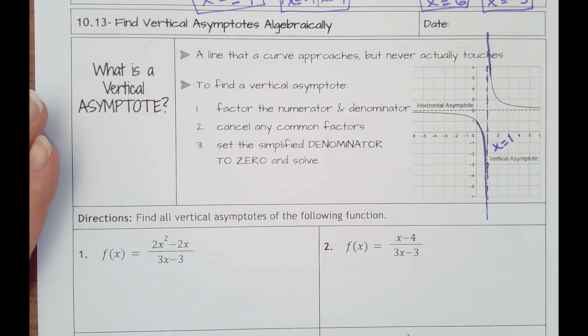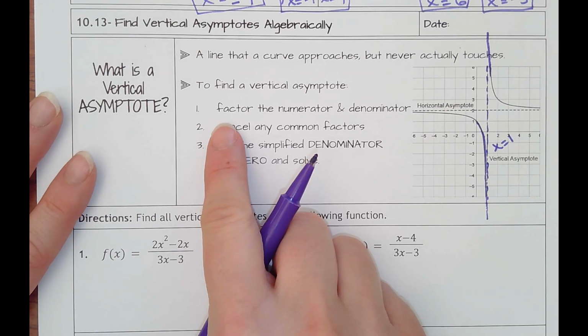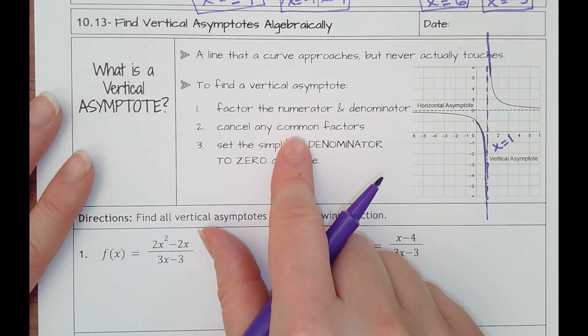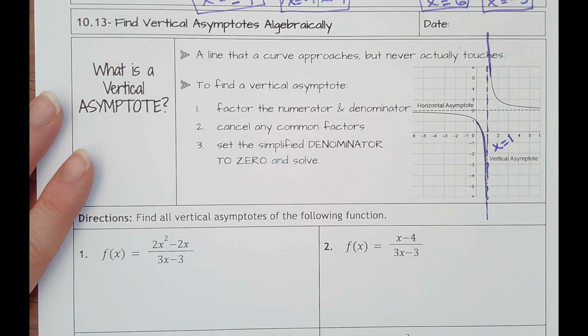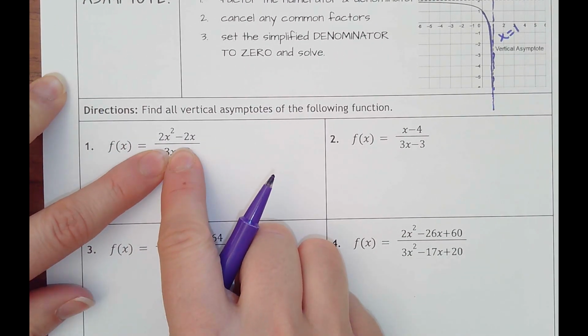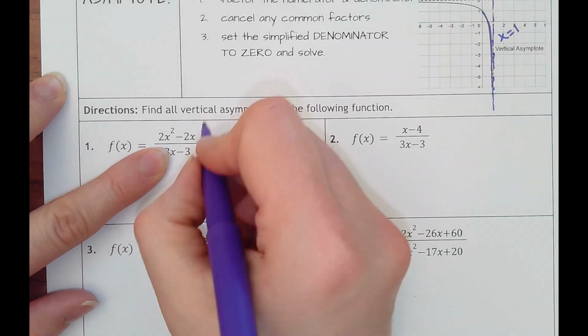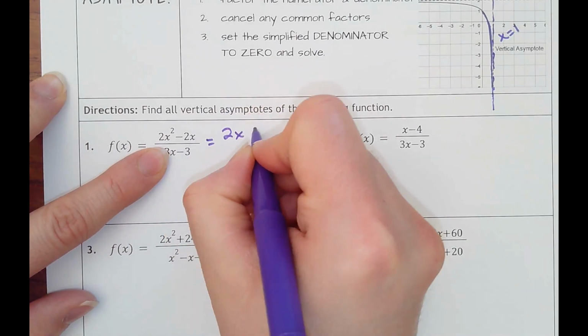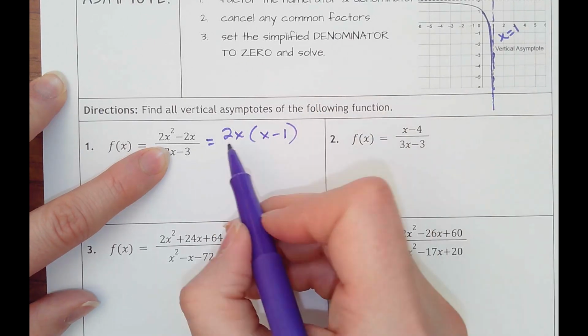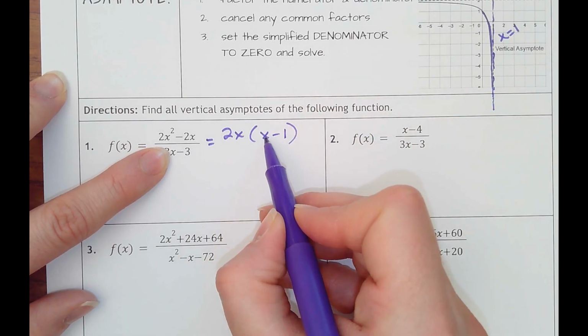So the way to do this algebraically without graphing, you're going to factor the numerator and the denominator somehow, cancel if you have any common factors, and then set the simplified denominator to 0 and solve. So number 1, if I were to factor this numerator, both terms have a 2x I could factor out, and this would have times an x minus 1. And you could always distribute to check. That would make 2x squared minus 2x.